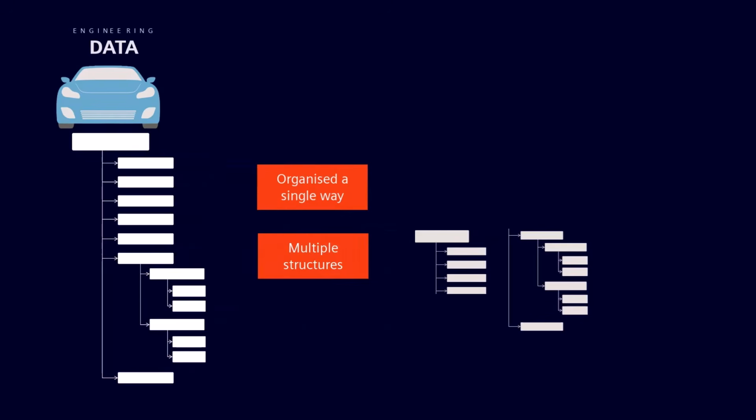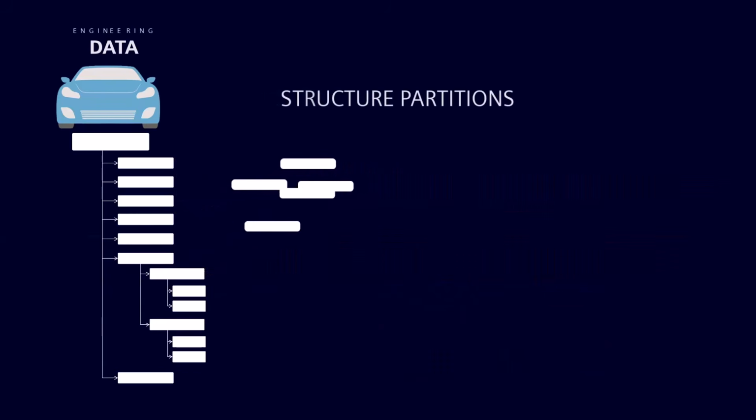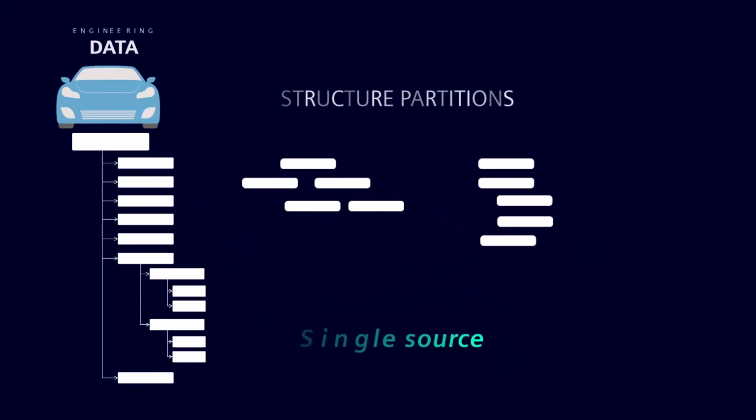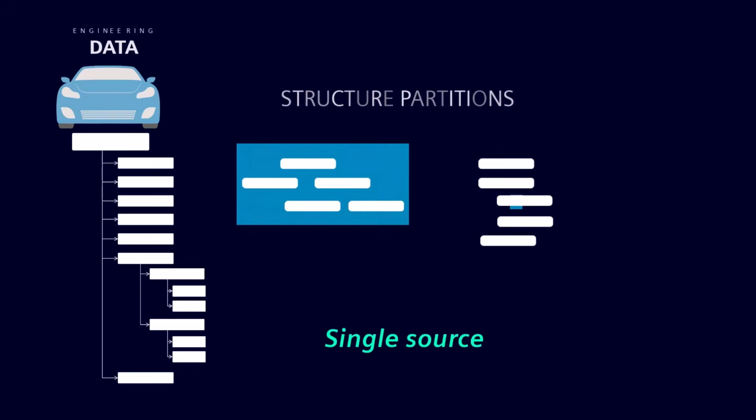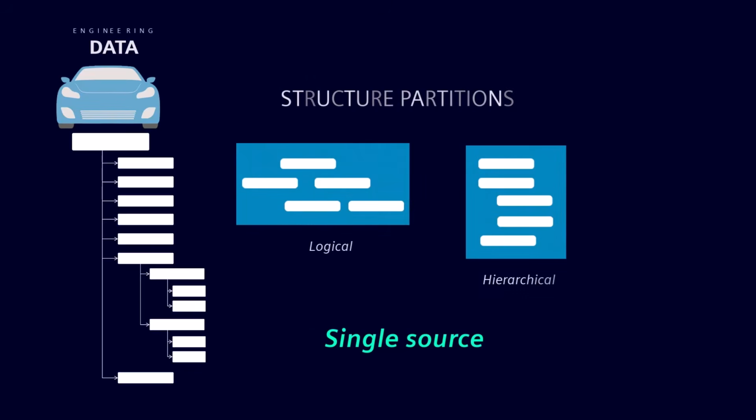Creating multiple product structures is not feasible either, as it creates maintenance overheads, data duplication, and synchronization issues. With partitions in Teamcenter, you can arrange a product structure in multiple ways. Without duplicating the source data, you can organize the data logically and hierarchically within manageable sections called partitions.